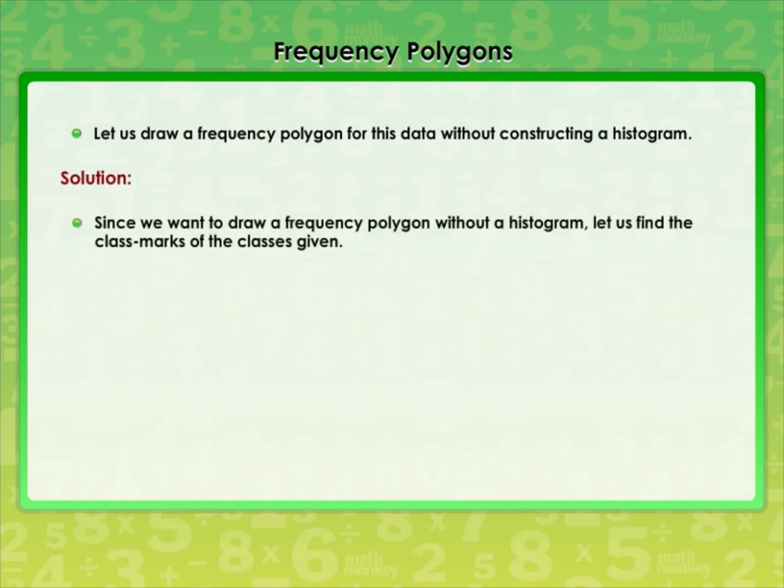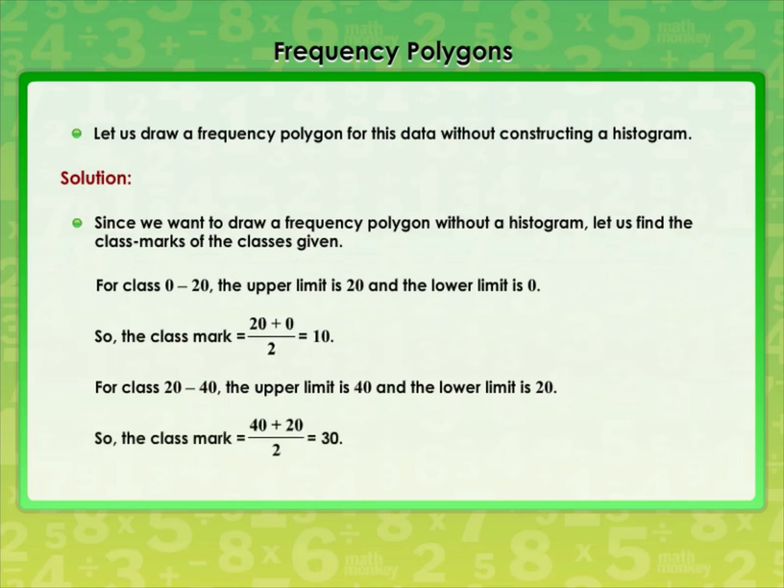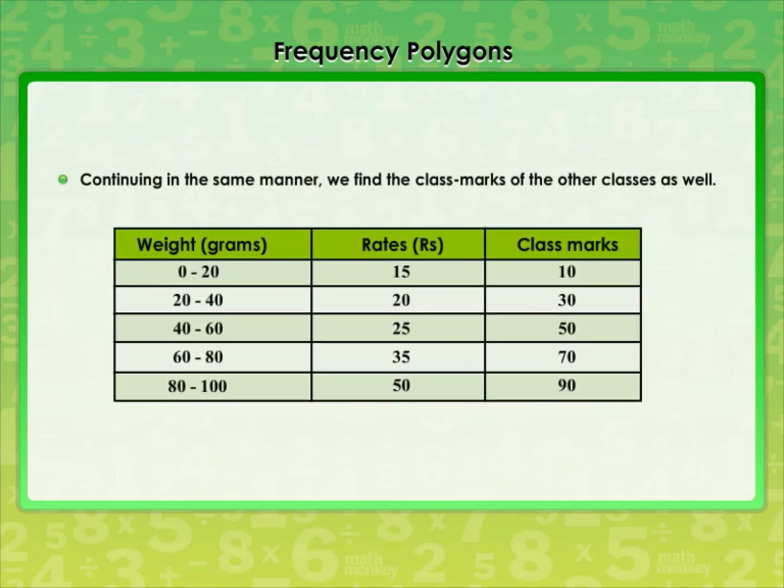Solution. Since we want to draw a frequency polygon without a histogram, let's find class marks of the classes given. For class 0 to 20, the upper limit is 20 and the lower limit is 0. So, the class mark is equal to (20 plus 0) by 2, which is equal to 10. For class 20 to 40, the upper limit is 40 and the lower limit is 20. So, the class mark is equal to (40 plus 20) by 2, which is equal to 30. Continuing in the same manner, we find the class marks of the other classes as well.